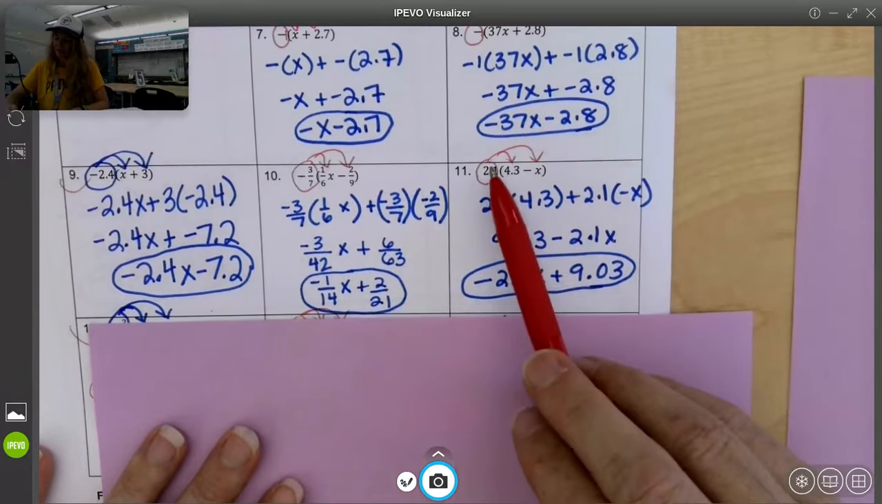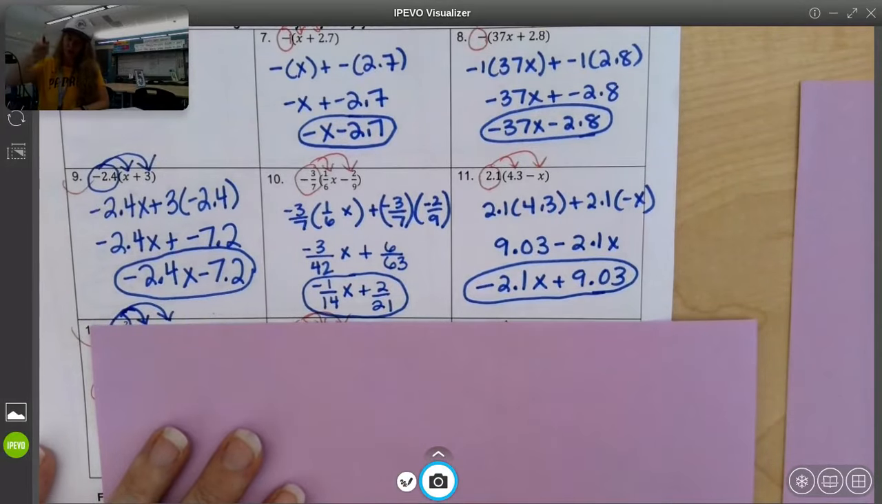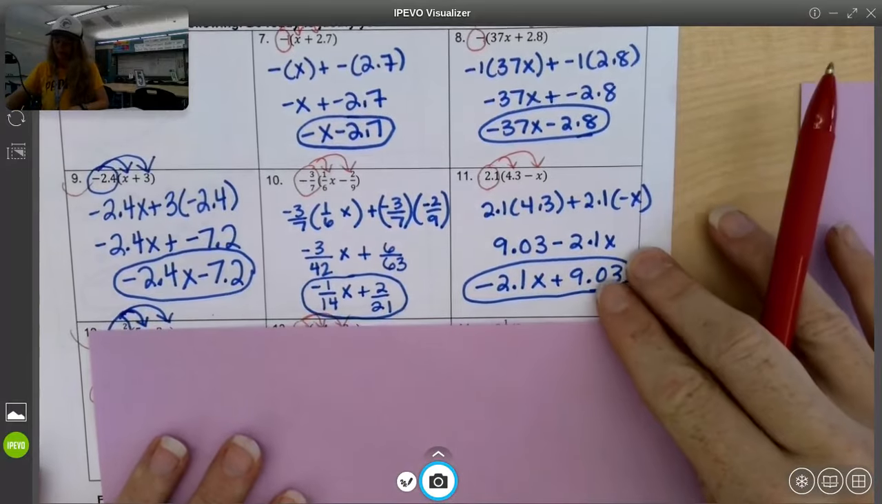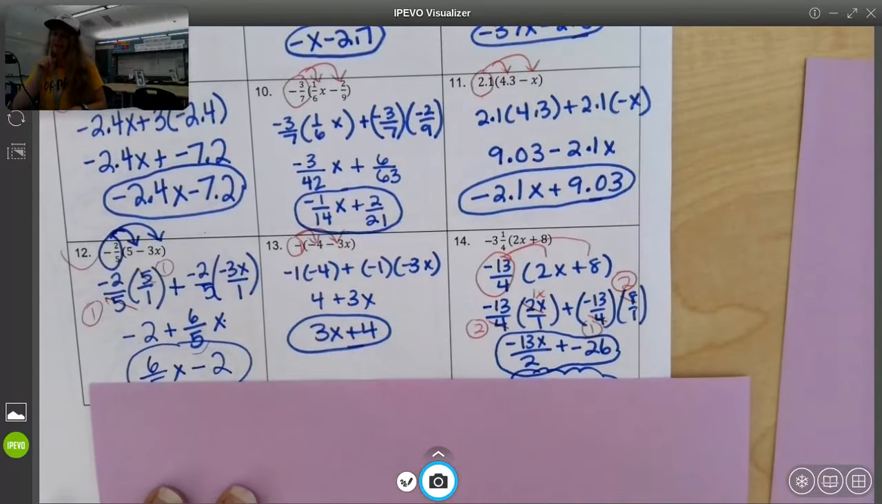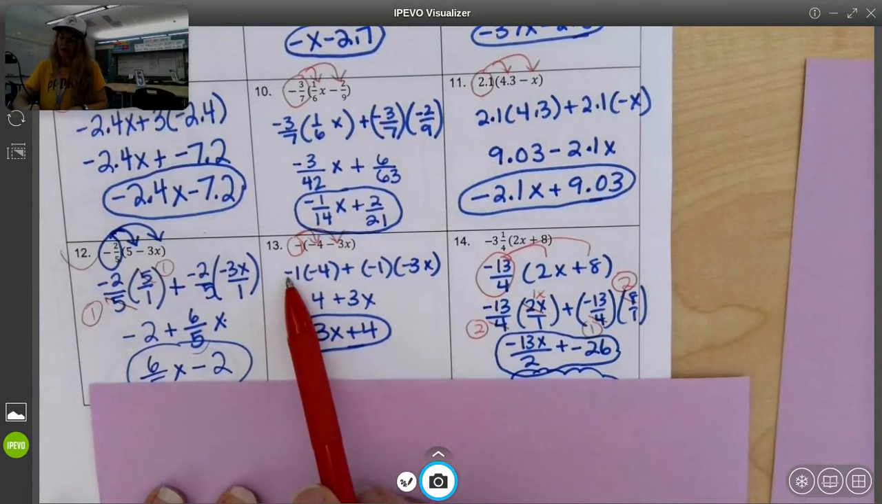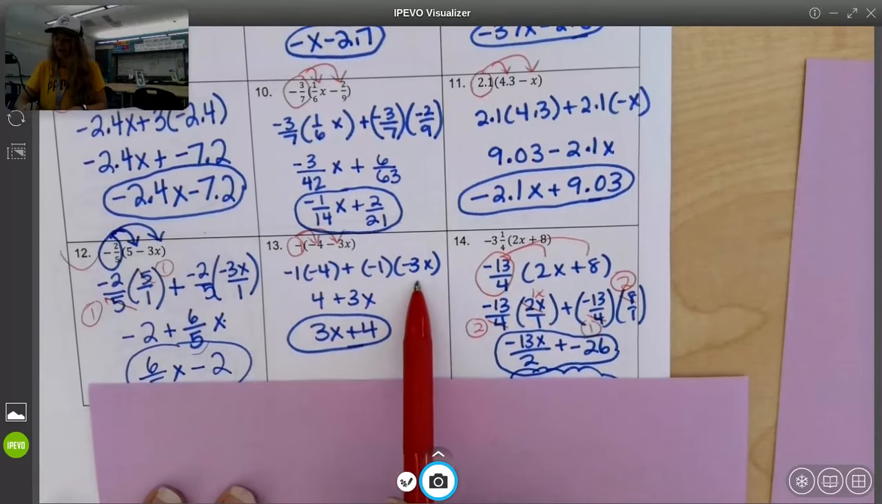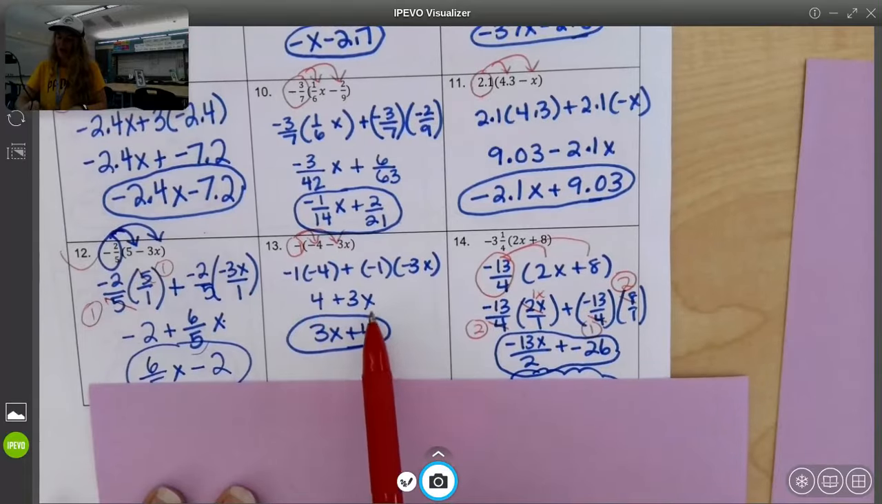And then over here, number 11, distributing that 2.1. Make sure you're lassoing up and distributing. Negative 2.1x plus 9.03. And the last two that you had to do, distributing that negative 1, that sneaky silent negative. Negative 1 times negative 4 plus, always writing it as plus in between, negative 1 times negative 3x, so I don't lose my signs here. Negative times a negative is a positive, negative times a negative is a positive. I always want to put your variable term first, your constant term at the end.